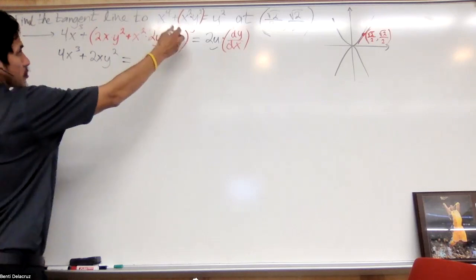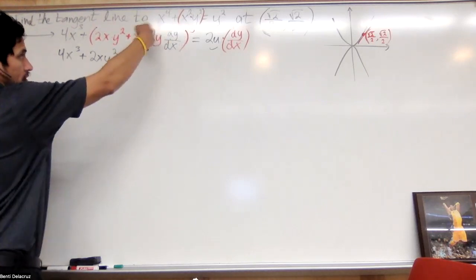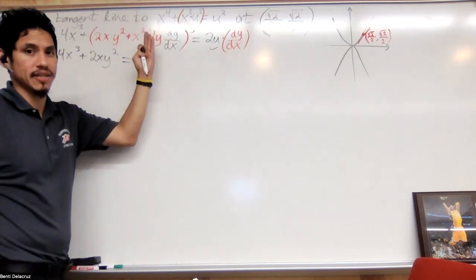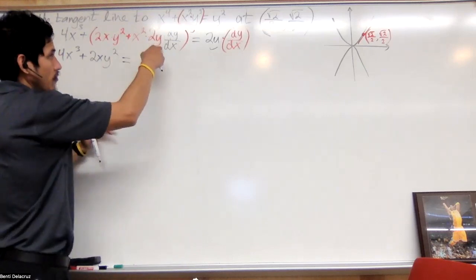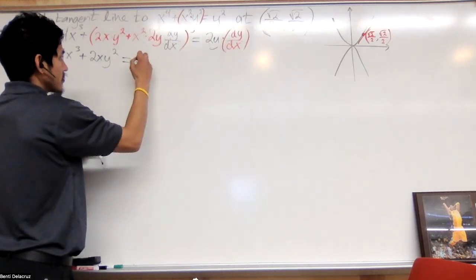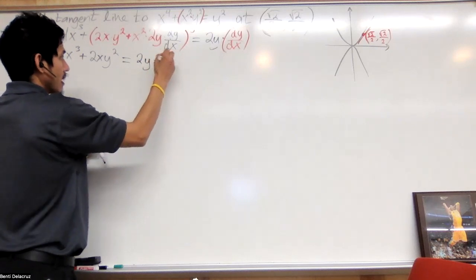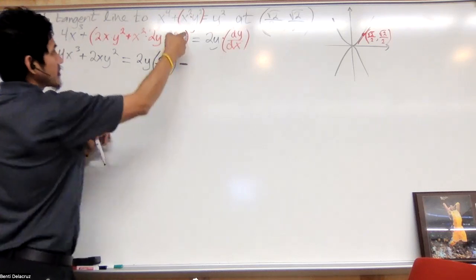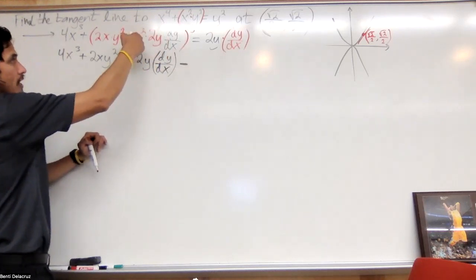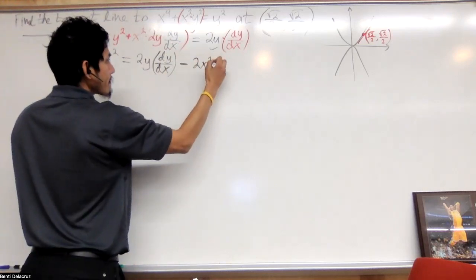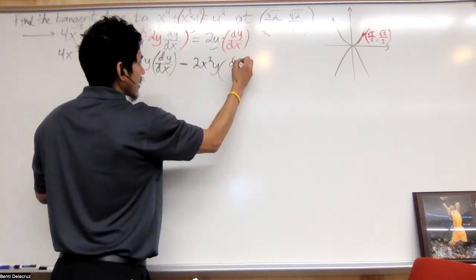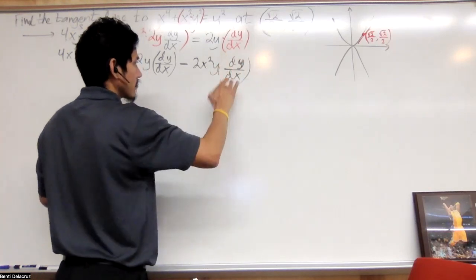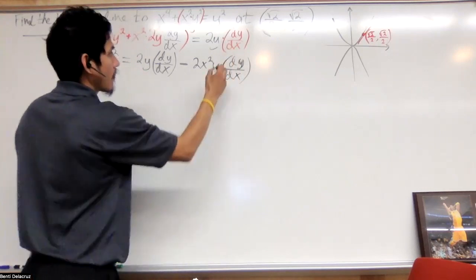What we're going to do is subtract this whole thing right here because it's dy/dx. So again, treat dy/dx like a variable, like it's just being multiplied by z. So we're going to subtract this whole thing. So on the right side, we have 2y times dy/dx minus this whole thing, so minus 2x squared y dy/dx. I don't know why I'm having trouble writing this neatly. There you go.